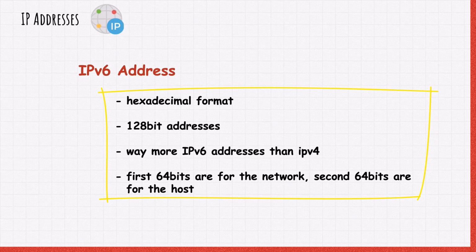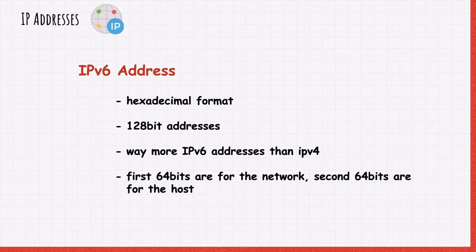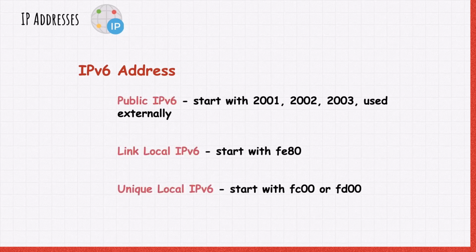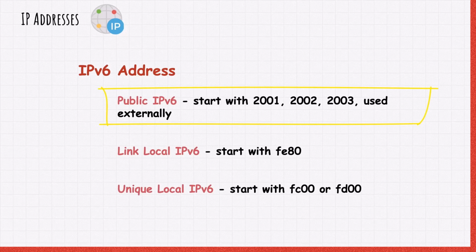The first 64 bits on the left side of the IPv6 address are for the network, and the other 64 bits are for the host. When it comes to IPv6 addresses, we have many different ranges of addresses, but here are the main ones that you should know. We have public IPv6 addresses, which can be used externally, and these public addresses will start with 2001, 2002, or 2003.